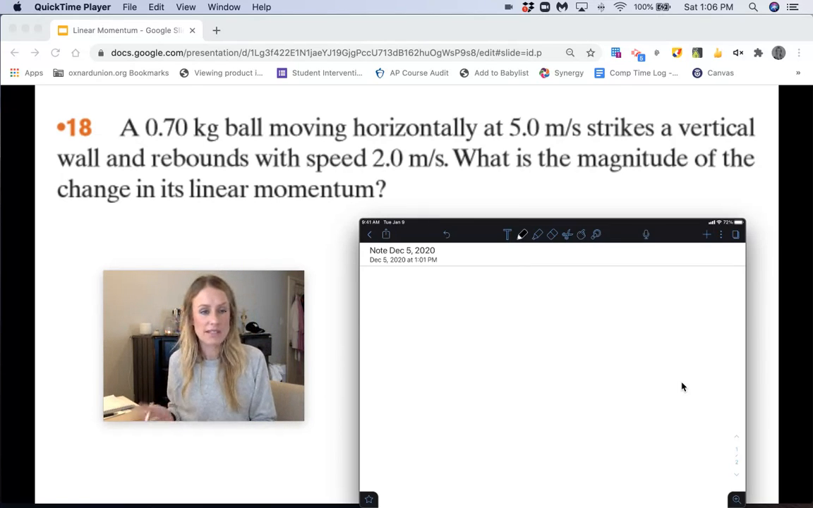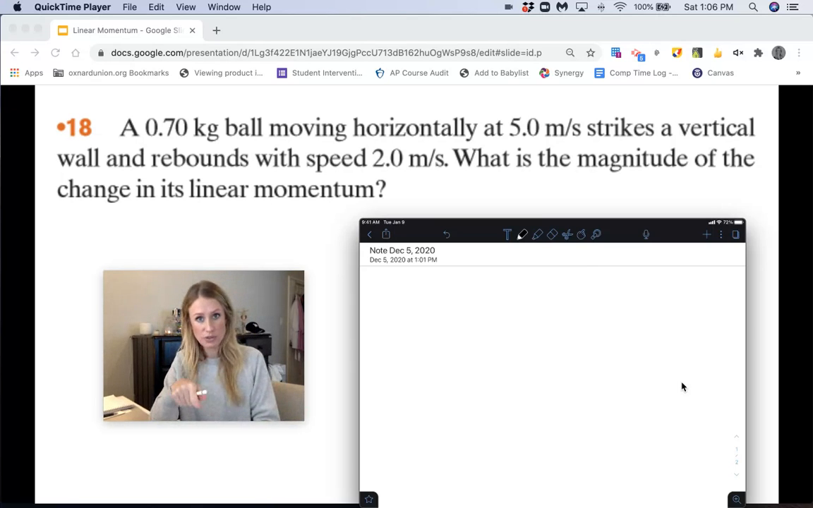All right, so here's our first example for momentum. We have a 0.7 kilogram ball moving horizontally at 5 meters per second, strikes a vertical wall, and rebounds with a speed of 2 meters per second. What is the magnitude of the change in its linear momentum?